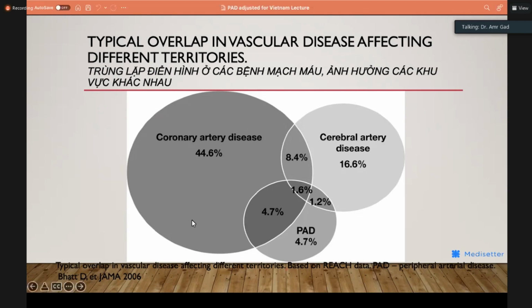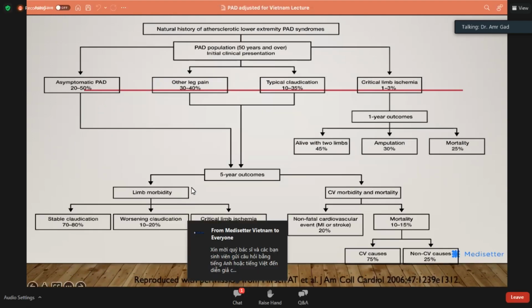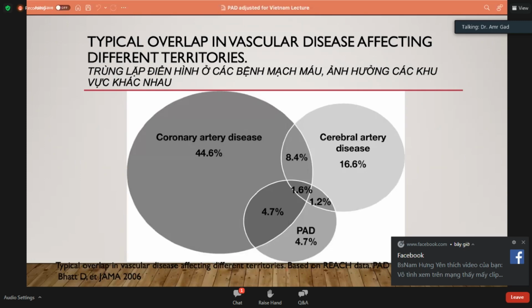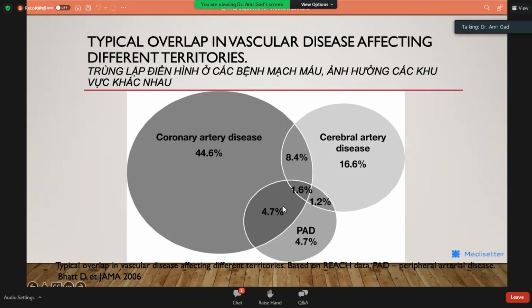As we can see, 44.6% have coronary artery disease. Also, others may have cerebral artery disease. The overlap between these three pathologies shows that 1.6% have all three diseases at the same time. So it's very important that a patient with peripheral vascular disease is treated, and the other two systems have to be examined and evaluated very well.